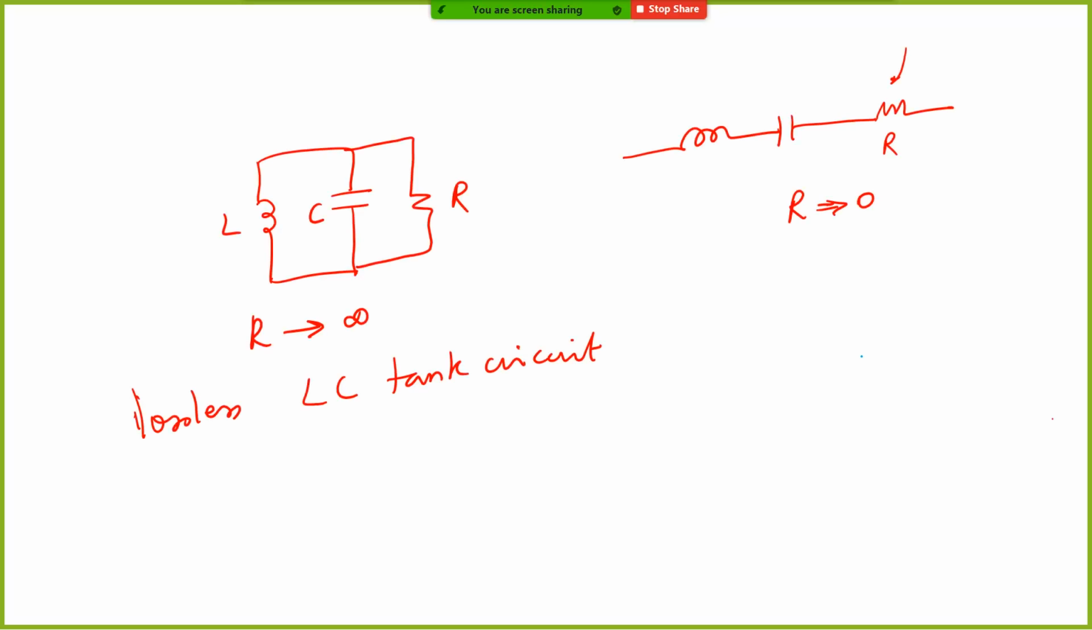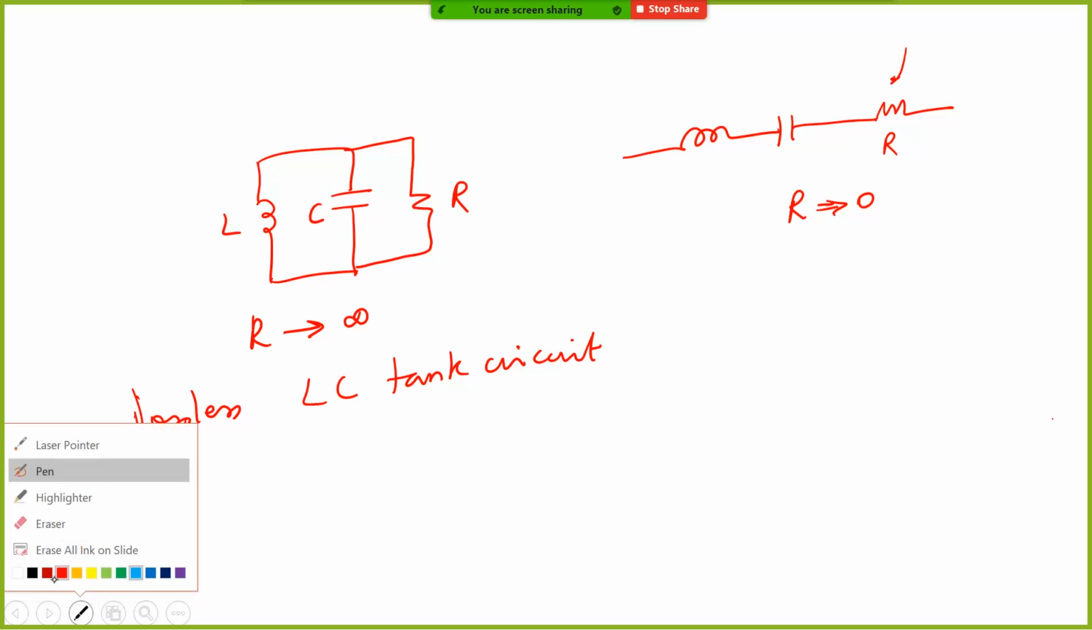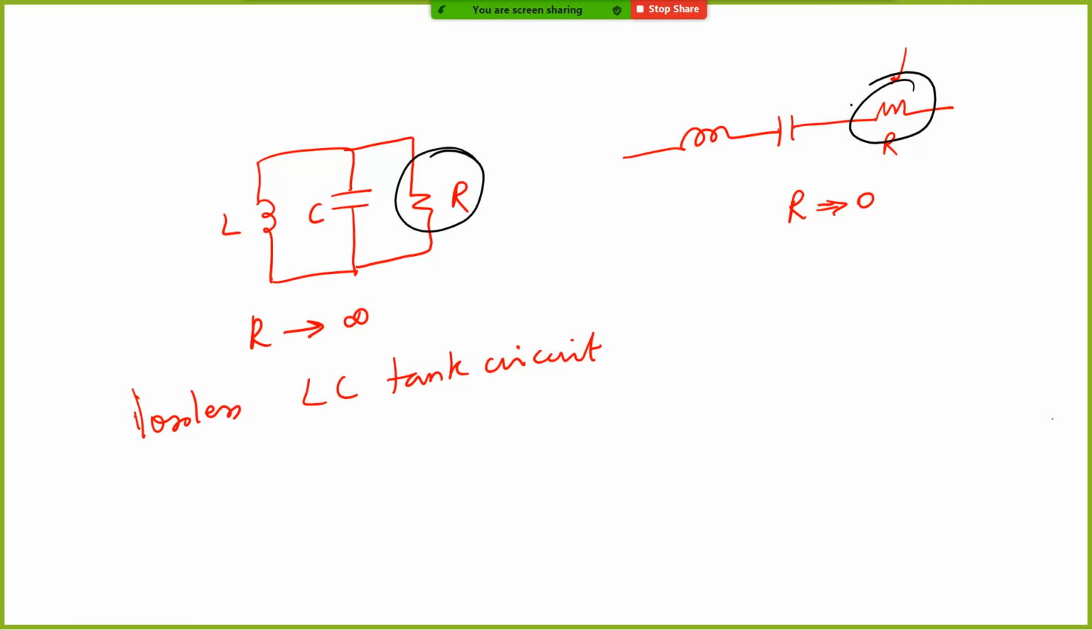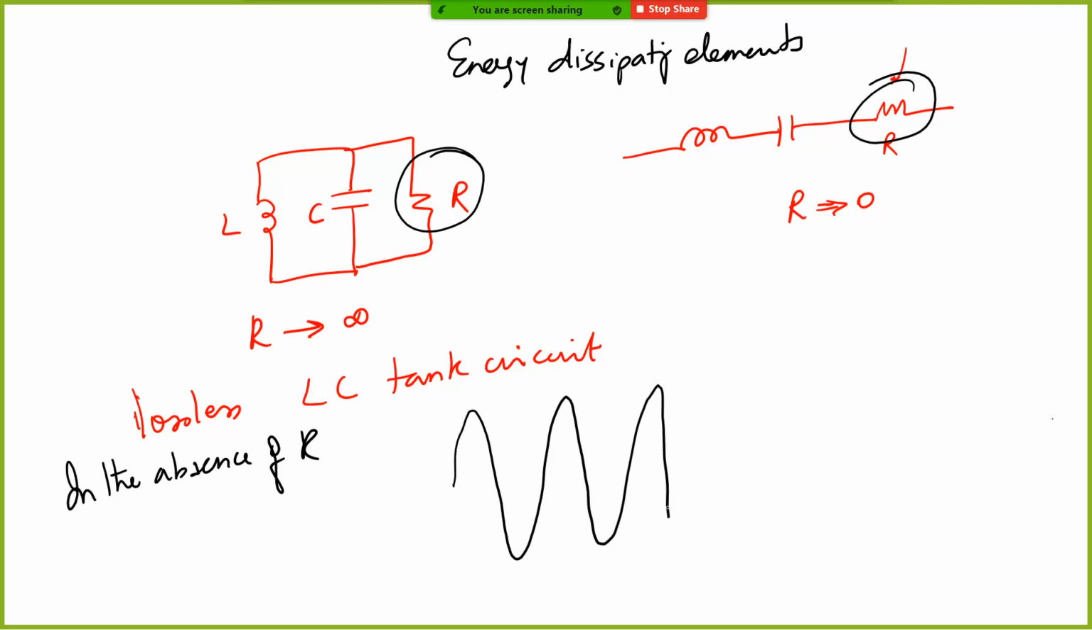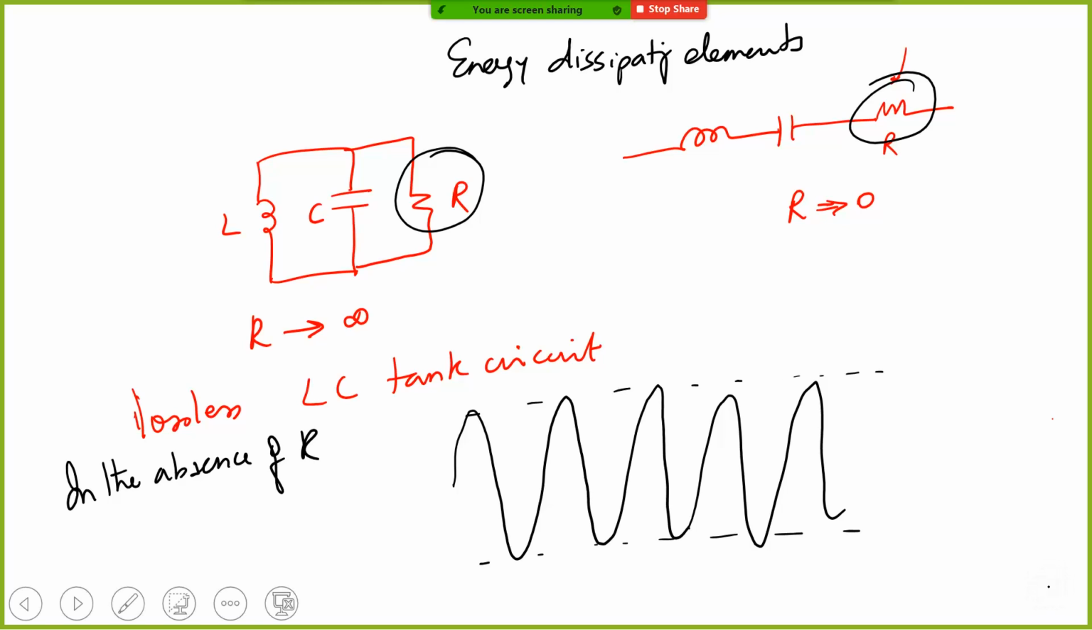And what is causing this kind of exponential decay is this element R. This resistor is an energy dissipating element. Now, in the absence of R, what will happen if you just excite this LC circuit? You will basically get sustained oscillations. The amplitude will remain the same. The e to the power minus alpha t term will not be there because alpha goes to 0.